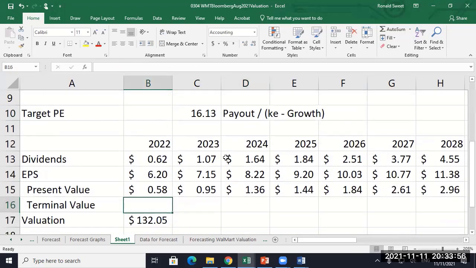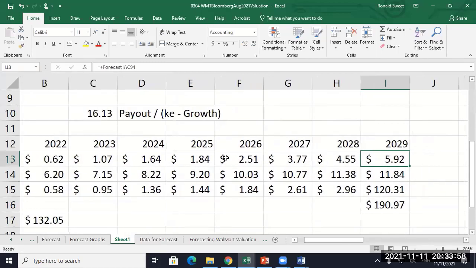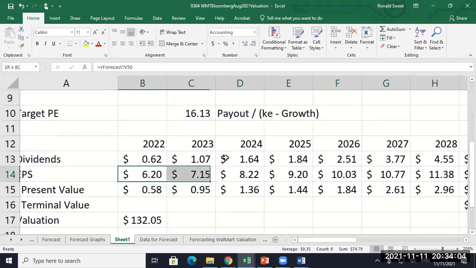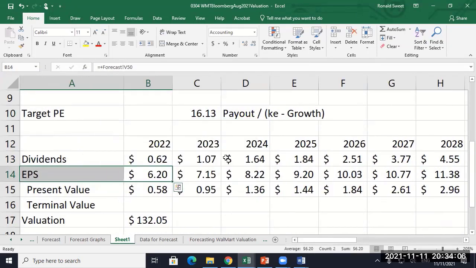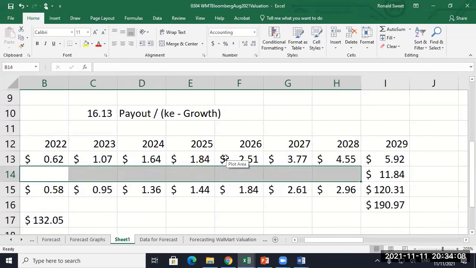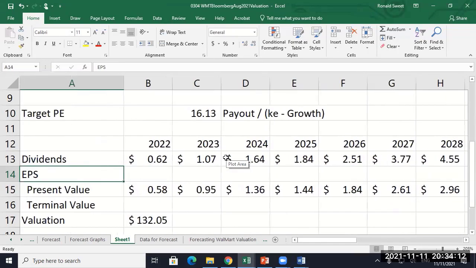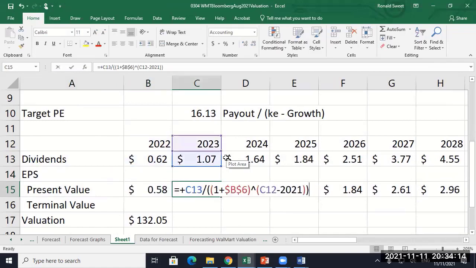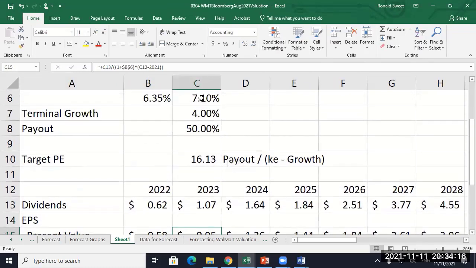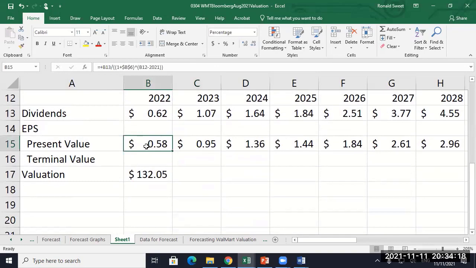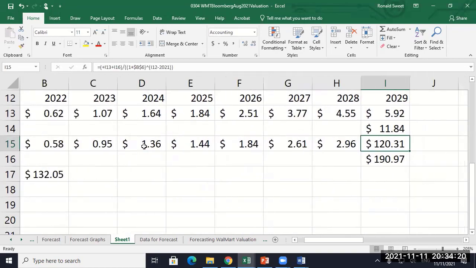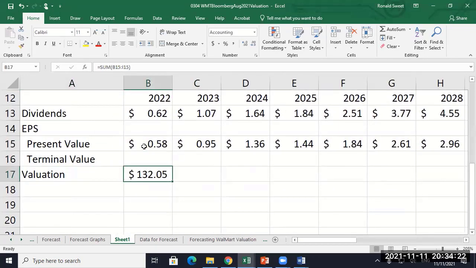I pull my dividends from my forecast. I go out as far as I need to go until I get the terminal growth. I don't need all these EPSs. So if that's confusing, you only need one. You just need that very terminal last EPS. Take the present value of those using that one discount rate. I'll never use this 7.10. Get the present value and then the value of the stock. So sum of those, all right?